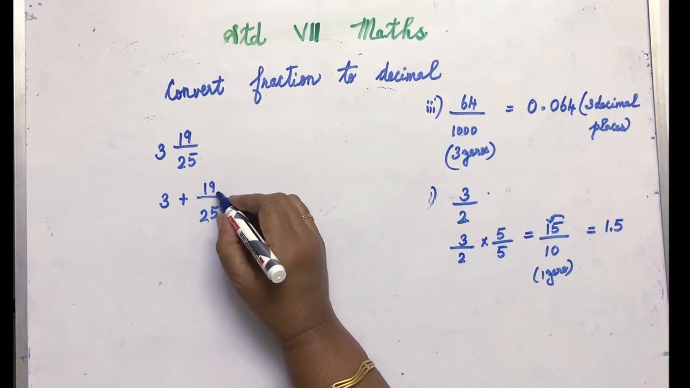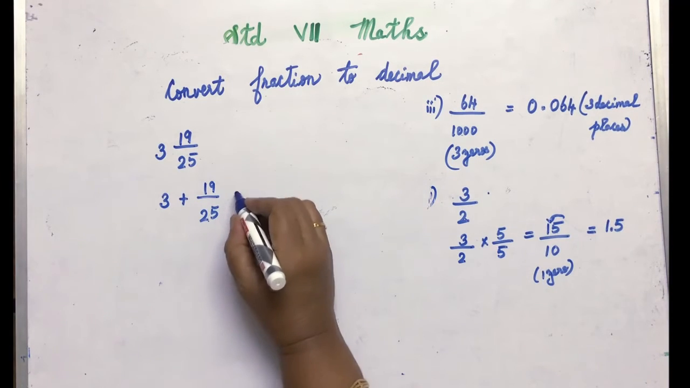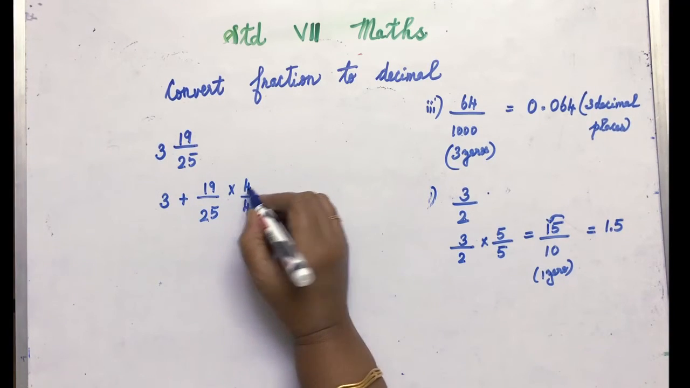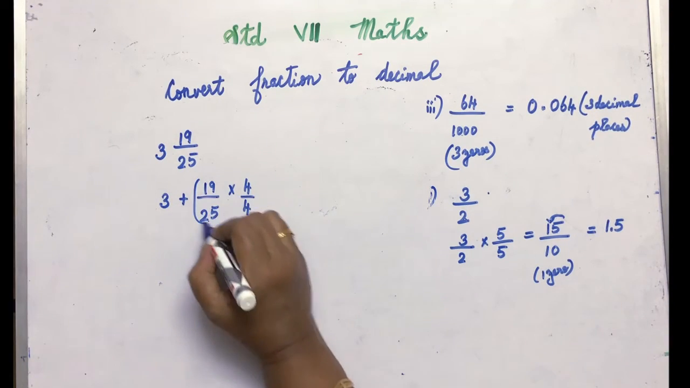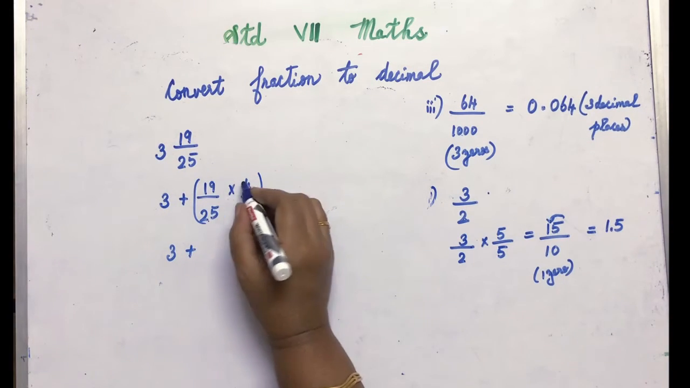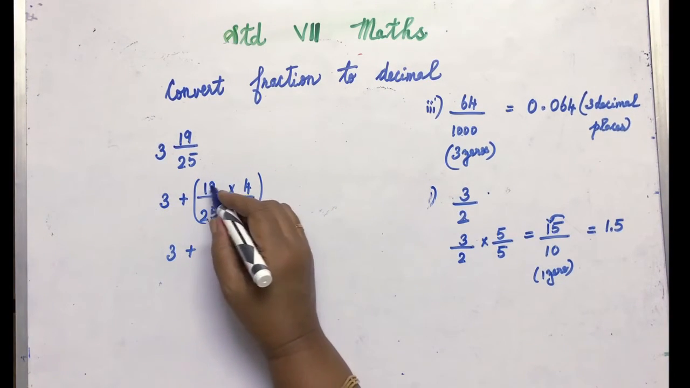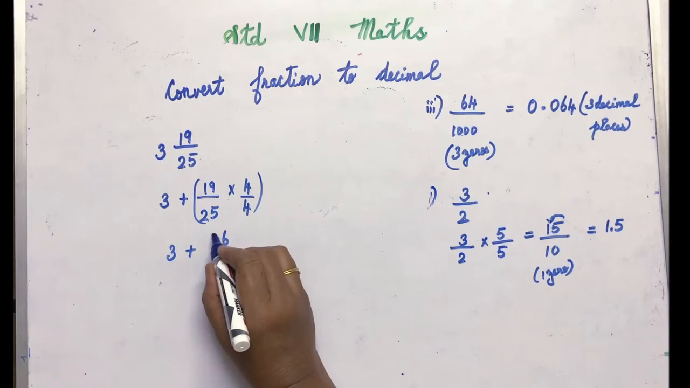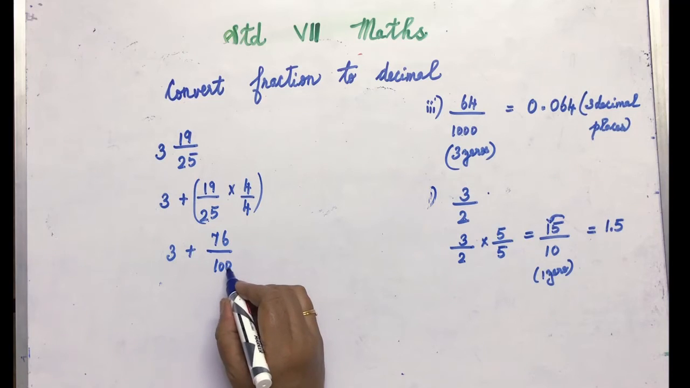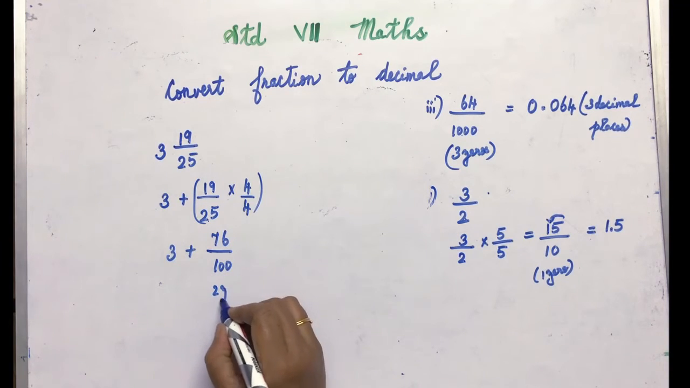So we have to multiply by 4 table. So multiply by 4 in the denominator, same 4 we have to use in the numerator. So this becomes 3 plus 4 9s are 36, 4 3s are 12, so 76 by 100. Now we are having 2 zeros here.